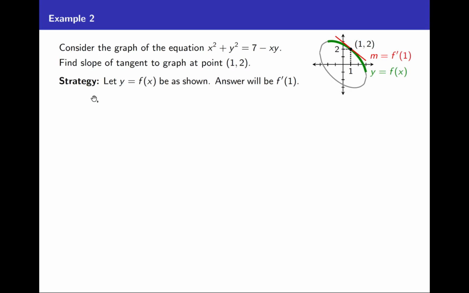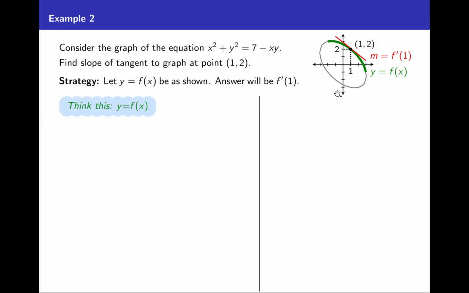So our strategy, just like before, is to let y equals f of x be an implicit function of the equation, as shown here, and the answer will be f prime of 1. And we'll work this out the way we did the previous example. But in fact, I'm going to work it out two ways. I'll work it out one way here, and then after we do that, I'm going to work it out a second way here. And the second way is going to be shorter to write, but it's really the first way that you'll want to think about this problem in terms of.